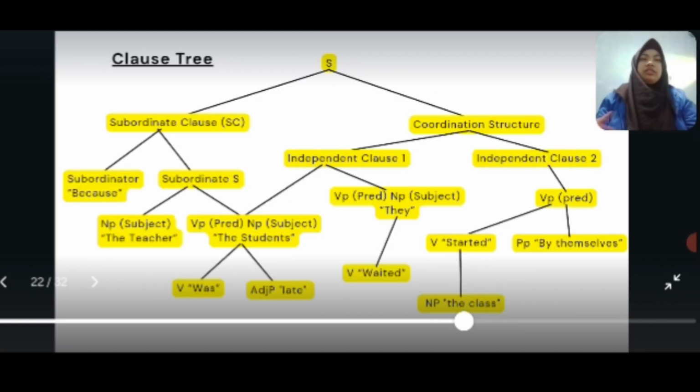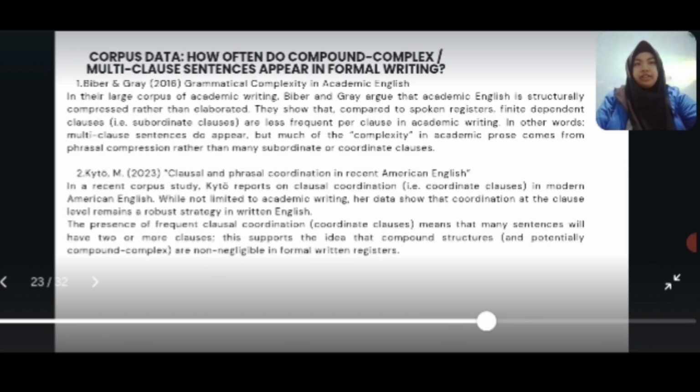And there's the clause tree breakdowns, as you can see. And then this is the corpus data. How often do compound complex or multi-clause sentences appear in formal writing?